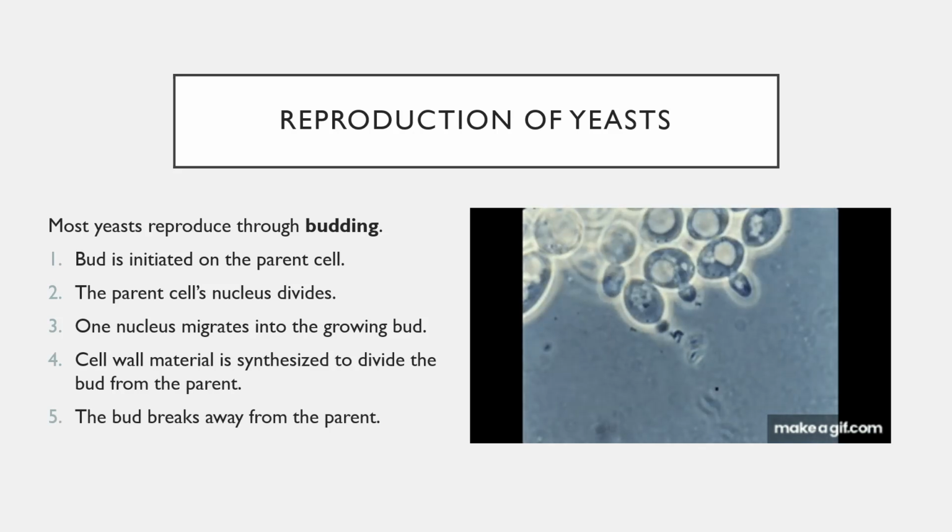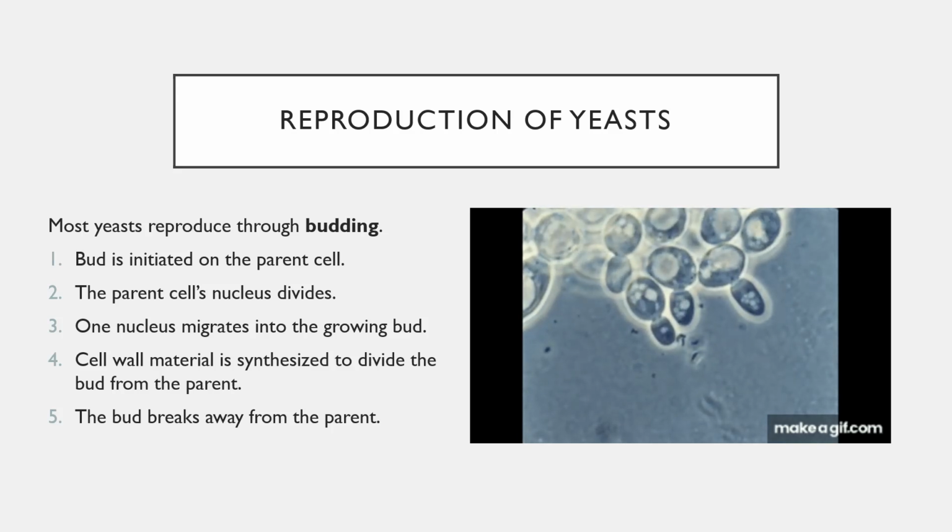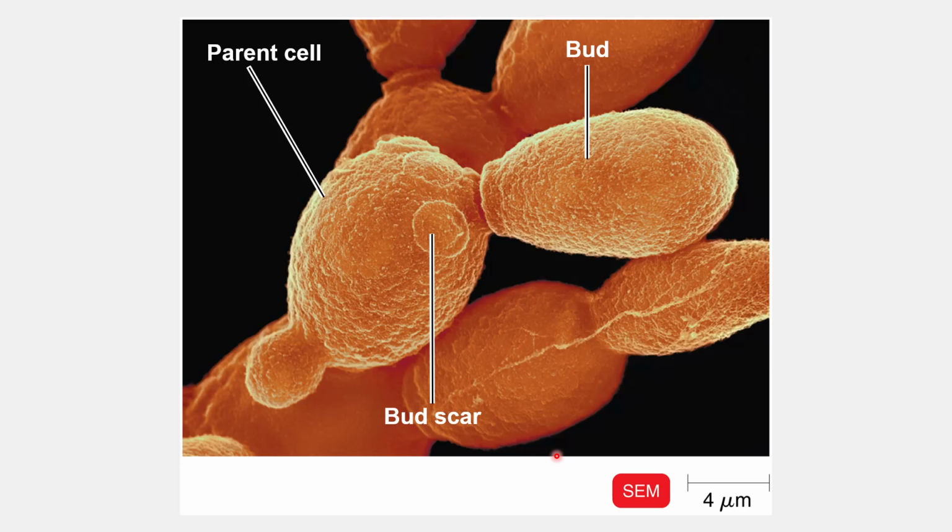Now this animation stops before we can actually see this process of the bud breaking away. However, when the bud does break away, it leaves behind something called a bud scar, which you probably have noticed on previous images of yeast cells that you've seen. These are signs of where the yeast cell has previously budded.